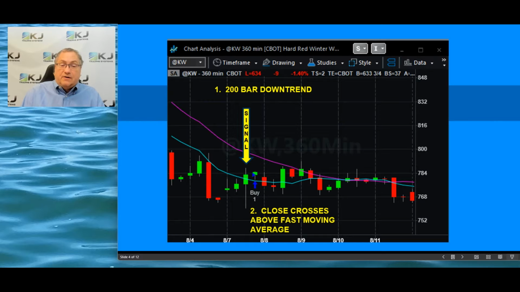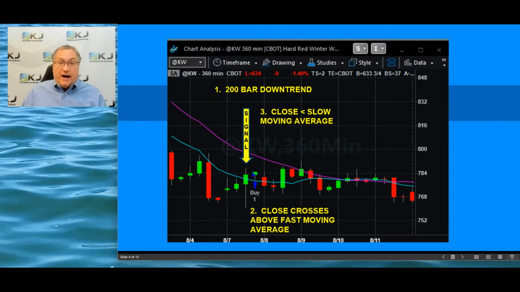And then the third piece of the criteria is that the close is less than a slower moving average. And the slow moving average is in purple there. So you have three things to make a trade. You have a 200 bar downtrend, you have a close crossing above a fast moving average, and you have a close that's below or less than a slow moving average. Those three things have to happen, and then the next bar at the open, you buy. And you can see that it does it right here.